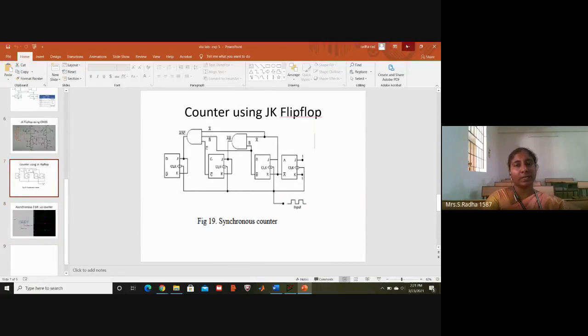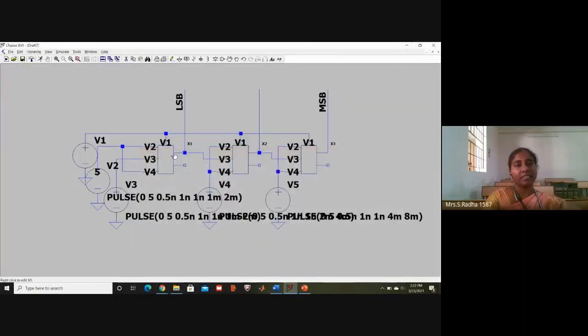That is synchronous counter. Why I am calling up counter means this is Q, this is Q bar. Everywhere Q is connected as clock for the next stage. This is up counter. If you connect Q bar as clock for the next stage, that is down counter. In asynchronous, we have up counter, down counter in this design. Now this is LSB bit in the output, and this is the MSB bit. 3 bits are there in the output. So this is 3-bit asynchronous up counter.